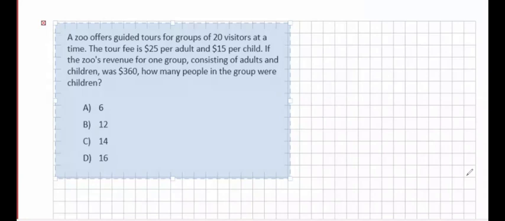were children? So in this kind of question, we need to write two equations. One represents the number of visitors, we have 20 visitors. And the other one talks about the revenue and the amounts of money that they are collecting. The first equation that talks about the visitors is children and adults. Adults and children are mentioned here.